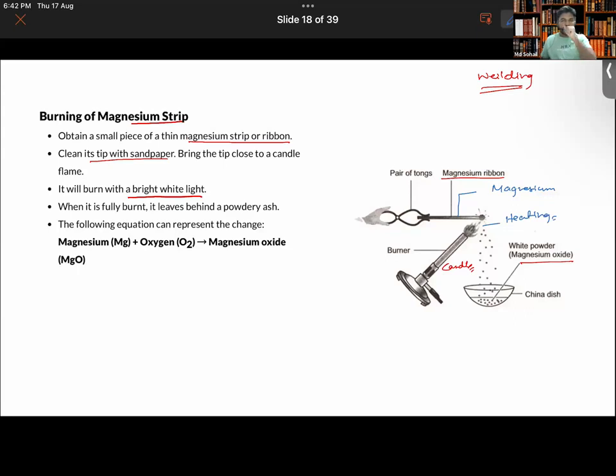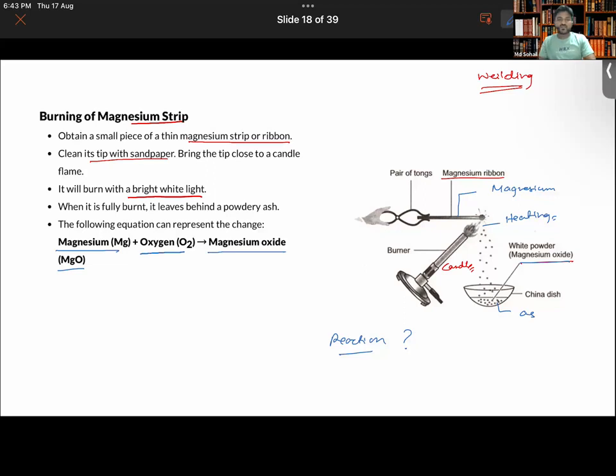While you are heating, what is the reaction taking place here? Basically, this magnesium will start reacting with the oxygen present in the air. See this reaction here? Magnesium reacts with oxygen, then it gives off magnesium oxide, MgO. This magnesium oxide is basically the ashy powder, the white powder that you are getting here. Getting it?